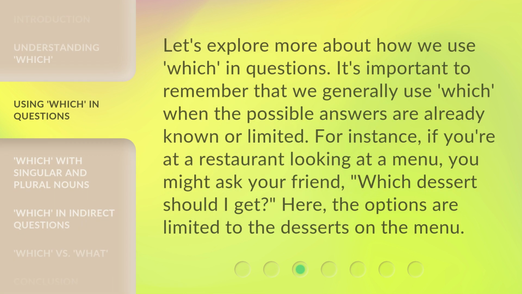Let's explore more about how we use "which" in questions. It's important to remember that we generally use "which" when the possible answers are already known or limited. For instance, if you're at a restaurant looking at a menu, you might ask your friend, "Which dessert should I get?" Here, the options are limited to the desserts on the menu.